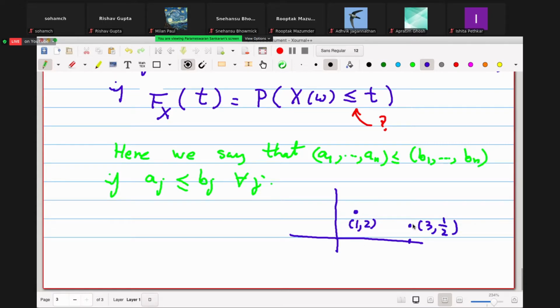Okay, these two are not comparable. One is less than or equal to 3, but 2 is bigger than or equal to half. They are not comparable. So this is only a partial order. Let me say that this is a partial order. This is not a total order.